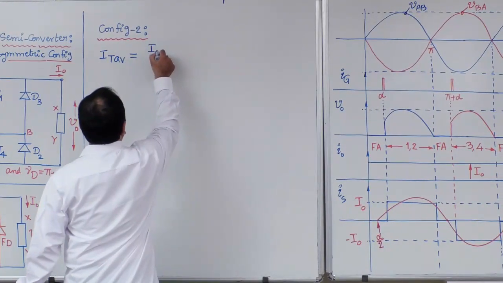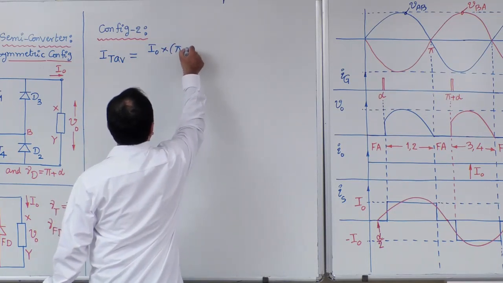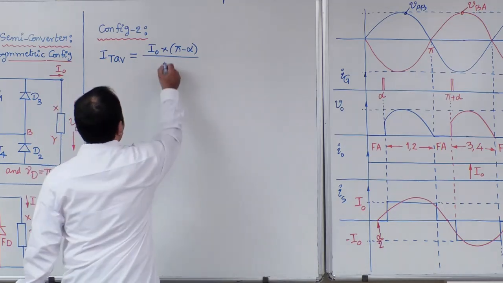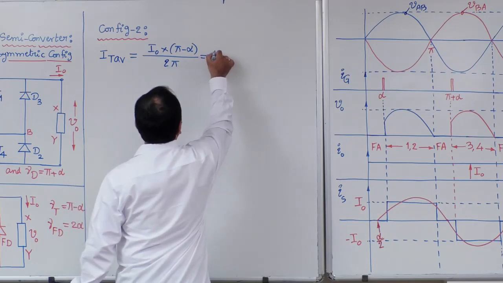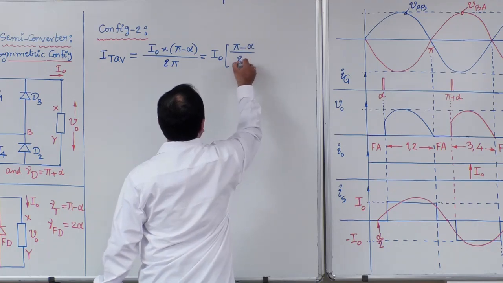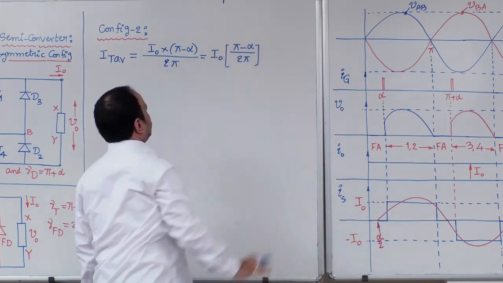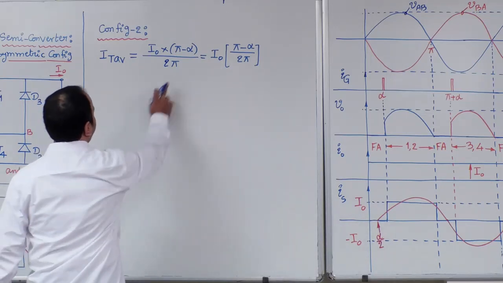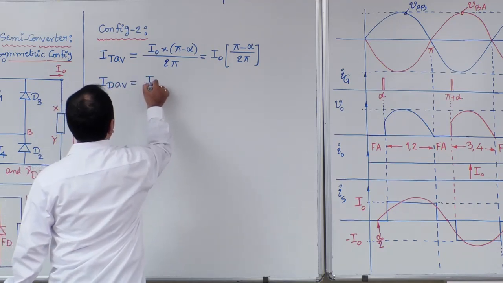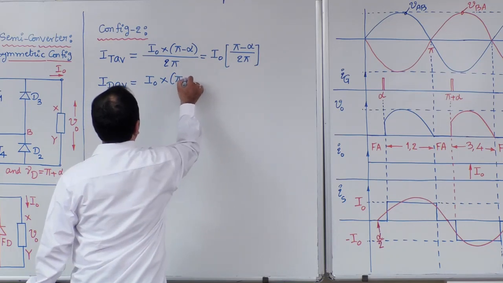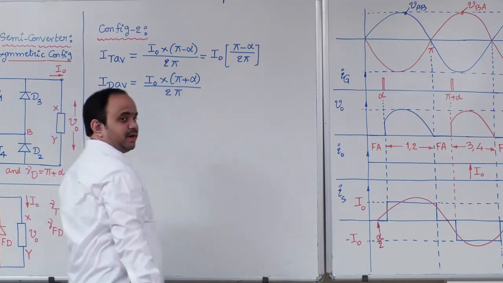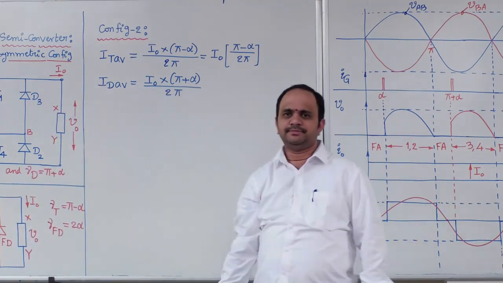IT average, area under the waveform, that is I0 multiplied with pi minus alpha, that is area, divided by cycle time 2 pi. So it will give you I0 multiplied with pi minus alpha divided by 2 pi. No further simplification, you can just leave it like that. In fact, both steps are same. Average value of diode current, area under the waveform, that is I naught multiplied with pi plus alpha, divided by periodicity, that is 2 pi.